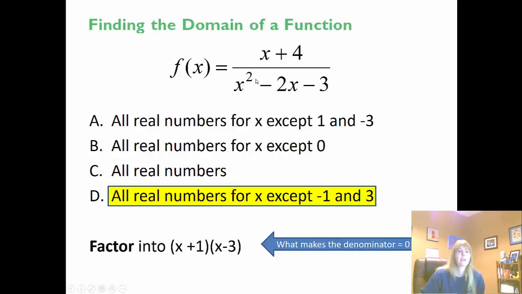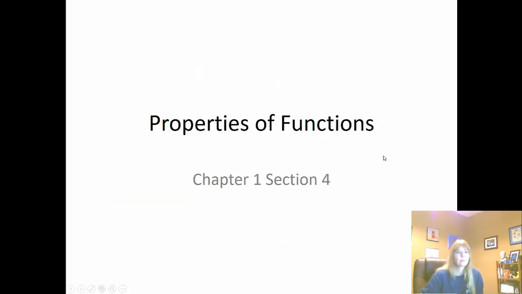Factoring, going to come back and haunt you, huh? I factored this denominator into x plus 1 and x minus 3. And then I set both factors equal to 0. So x would be -1, x would be 3, to see what makes the denominator equal to 0. And that's how I found my domain: any number in the world except for those two numbers.